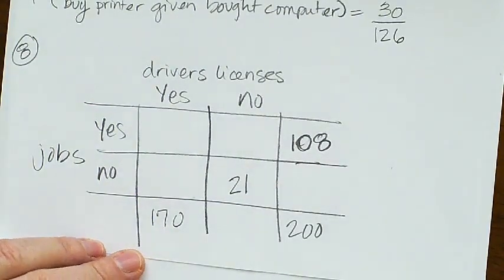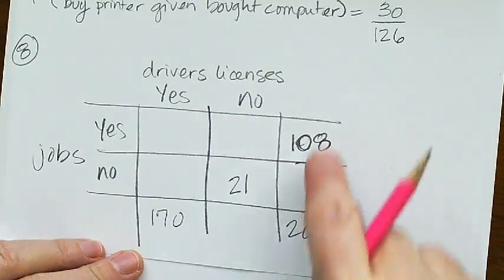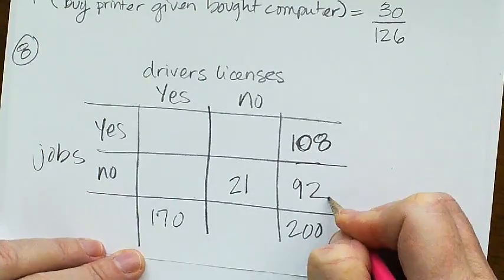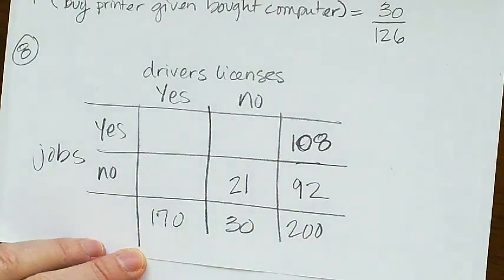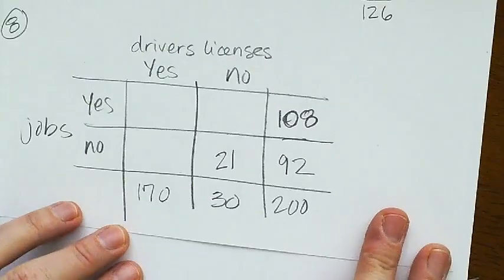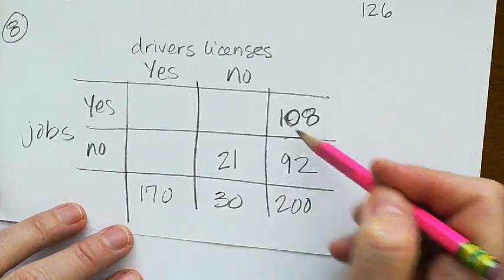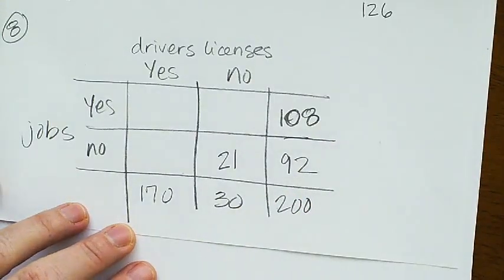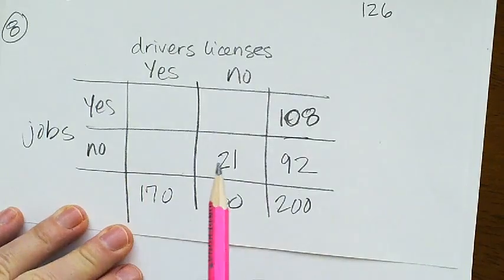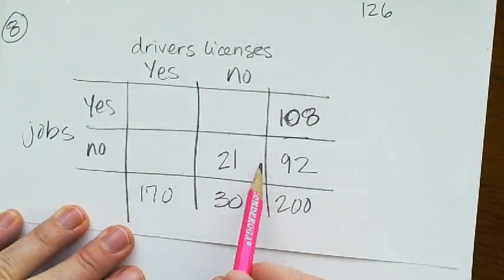So then you just fill in the missing pieces. 200 minus 108 would be 92. 200 minus 170 would be 30. And this is the kind of thing that would be a good discussion with your group. How did you get the number 92 or the number 30? Those are things I want you to discuss in your group. And then you just find your missing pieces.